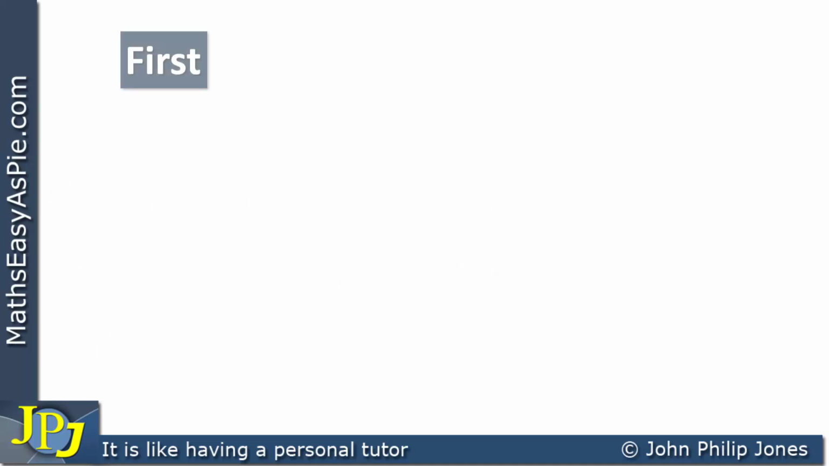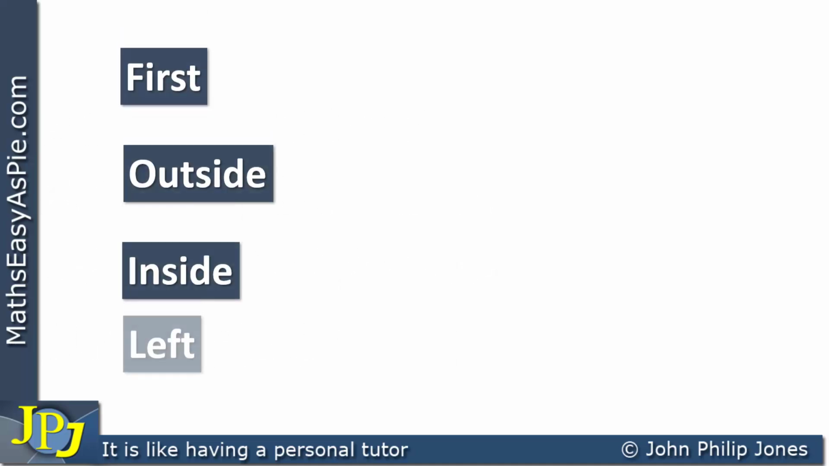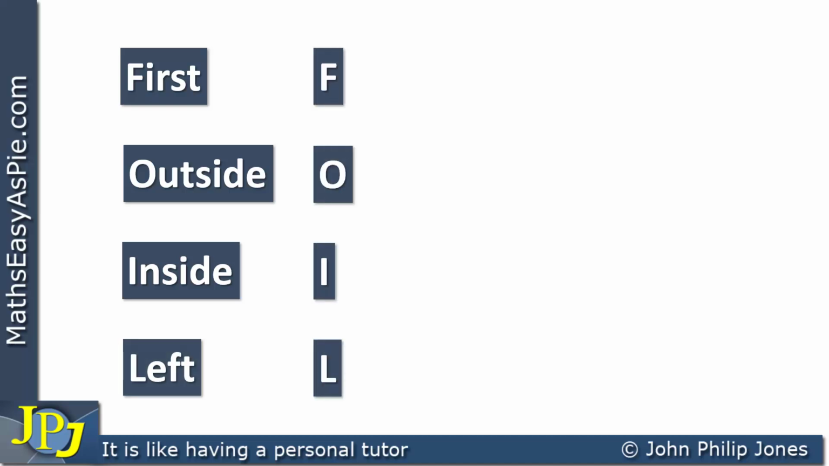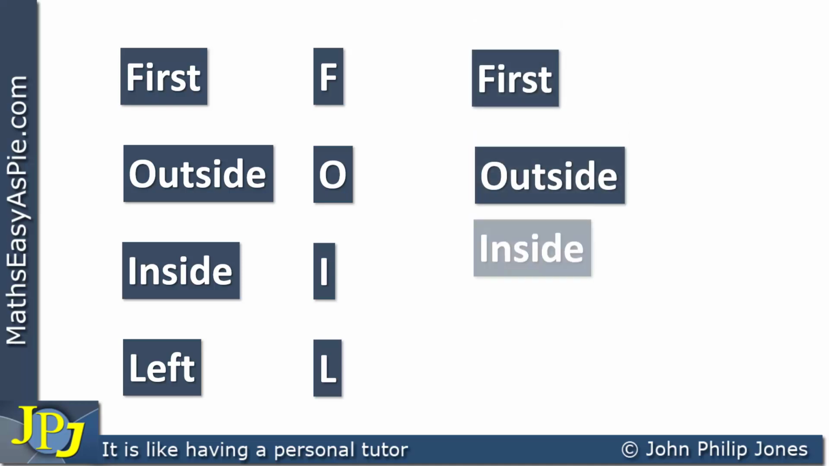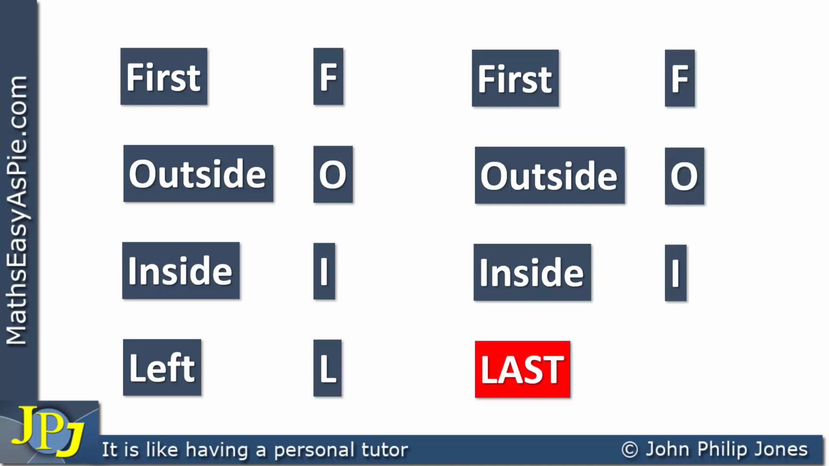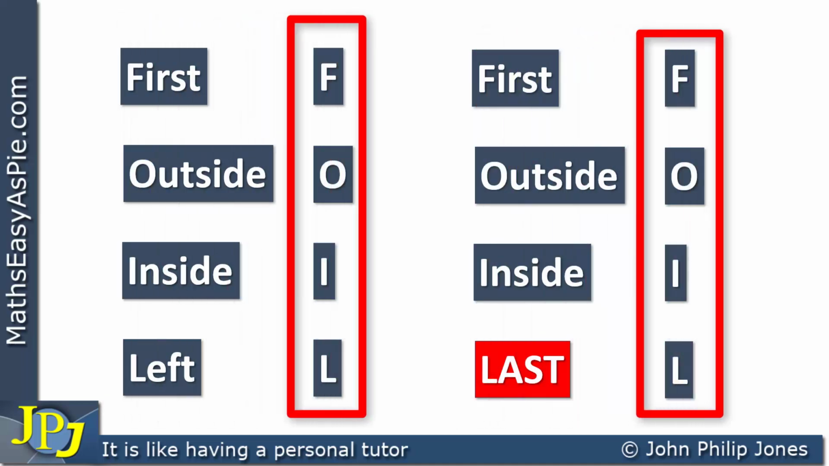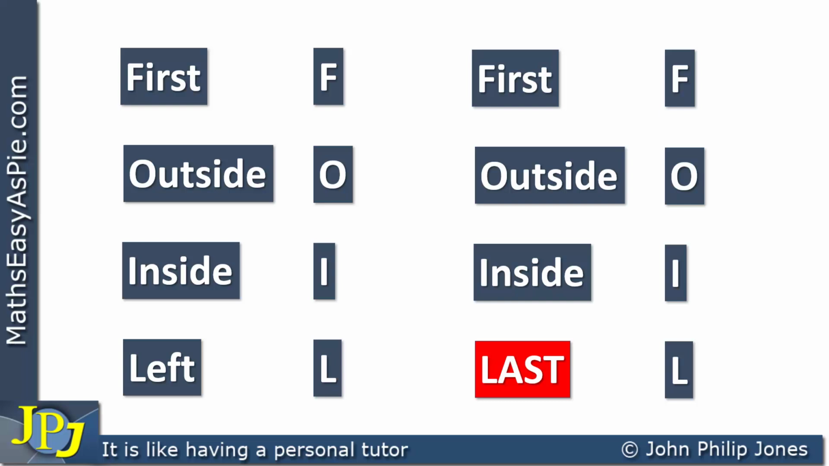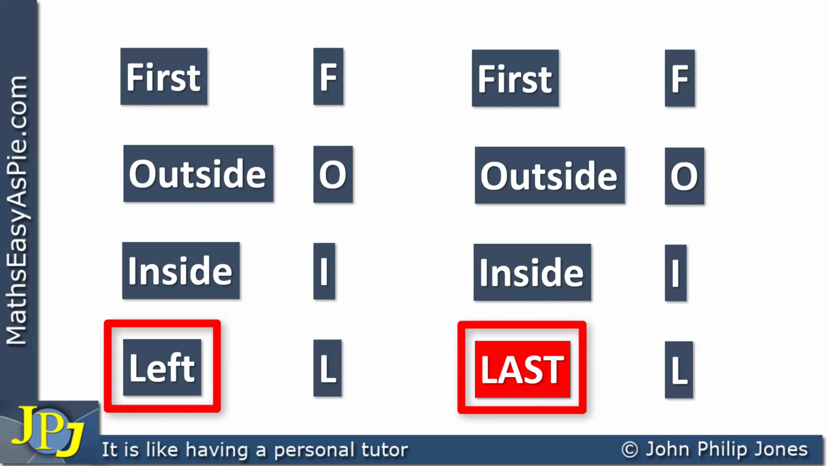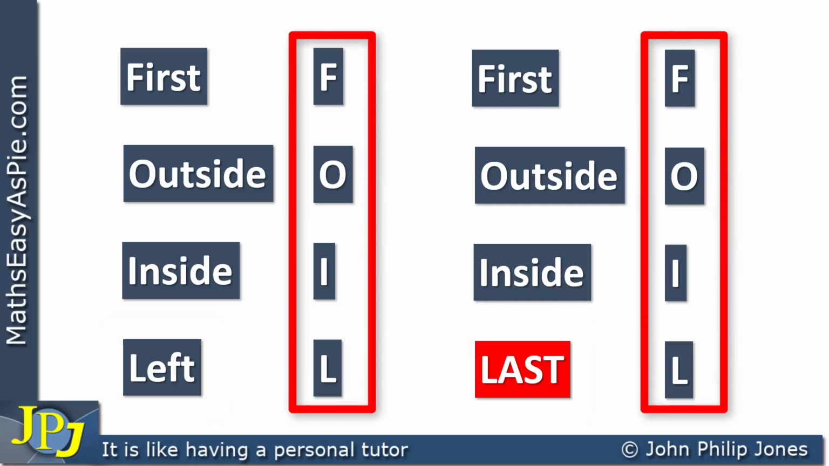Now, we've considered the use of the FOIL method, which we should consider to be the words first, outside, inside, left, which spell FOIL if you take the first letter of each of the words. Now, an alternative to this, which is frequently used, is shown here: first, outside, inside, which is the same, but people will often say that the last word to be used is the word last, and both spell FOIL. Take your choice as to which one you wish to memorize as an aid for doing this type of expansion. Do you want to consider the last term to be left or the last term to be last? It's up to you. But they both spell FOIL.